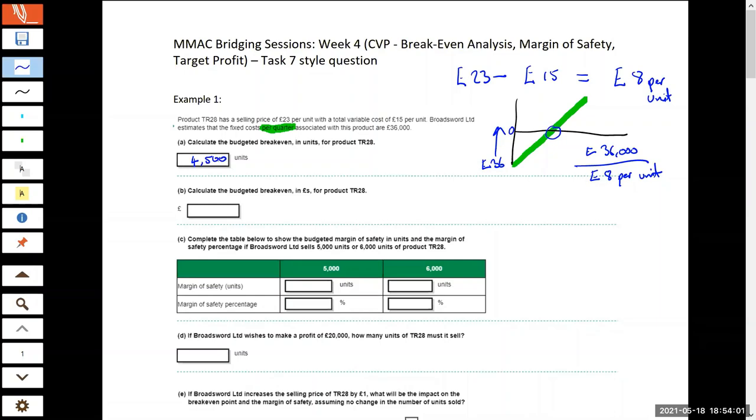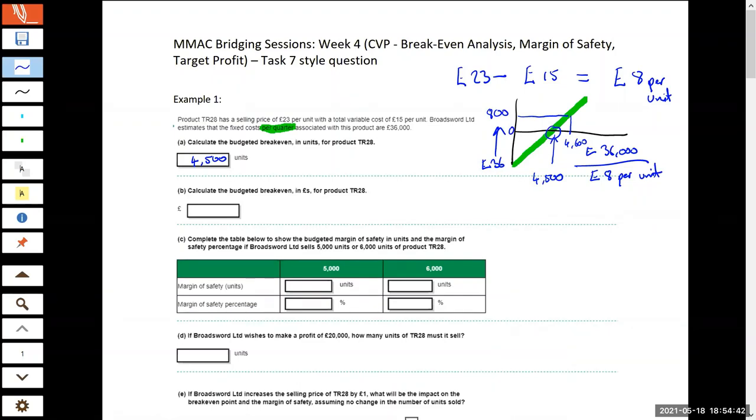4,500 units. Brilliant. Okay, so therefore, if this is 4,500 units here, then for every unit we produce and sell after that, we would be increasing our profits by £8. It's a bit difficult to see because it's so small, but say we increased by 100 units, to 4,600 units here, we would then have a profit of £800, because again, we're still increasing at that constant rate.